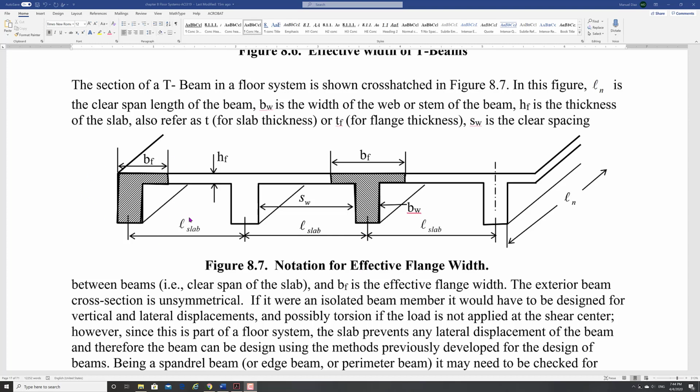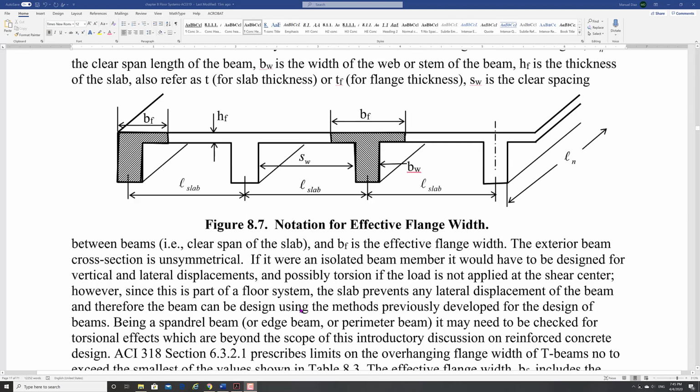Now this one, I already told you, in general is a bad shape because it can torque. As it torques, you twist the section, and your loads are not coming directly in the vertical plane. But because of the slab, that will be prevented, and so it works like a regular T-beam, even though it's an L-beam, or perimeter beam, or spandrel beam.